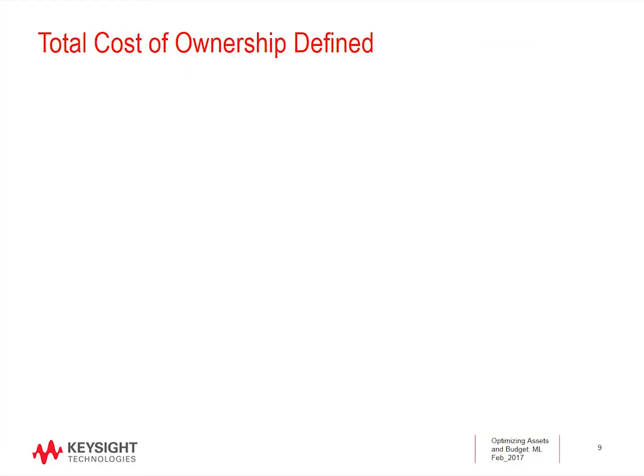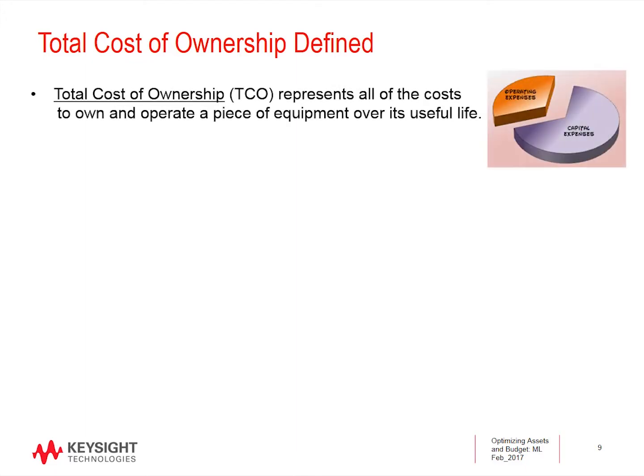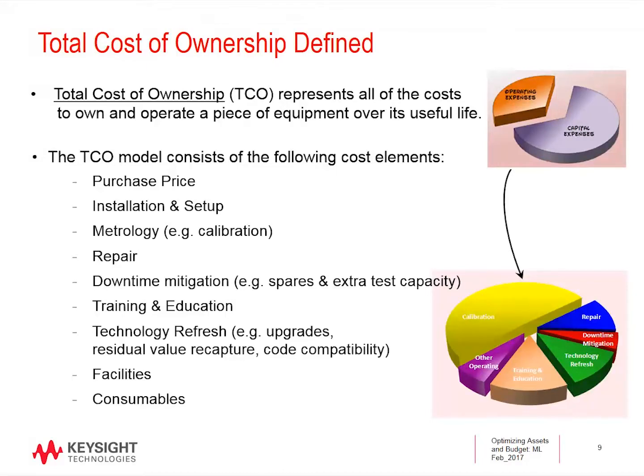Total cost of ownership is defined as all the costs involved to own and operate a piece of equipment over its useful life. Those costs are both in terms of the initial capital expense for acquiring those assets and for the ongoing operating expenses for all that equipment. There are quite a few elements included in the total cost of ownership, and they include key drivers like purchase price, installation, calibration and repair, training, and residual value for existing assets when looking at migrating to something new.